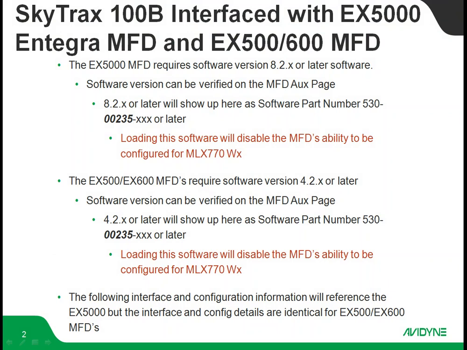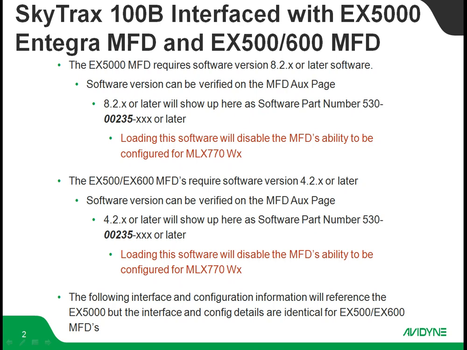So the first thing that we need to get out of the way is that most of these MFDs are going to require a software update. If they don't already have 8.2 or later software, they're not going to be compatible with the ADS-B stuff. For the EX500, EX600 MFDs, it's going to have to be software version 4.2 or later. You can identify that by the software part number. It's going to be a 530-00235 or later or higher number.